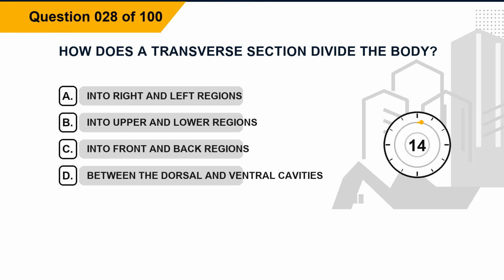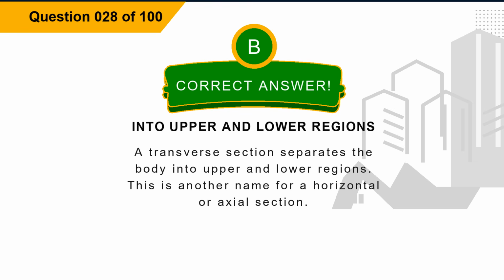Question 28. How does a transverse section divide the body? Option A, into right and left regions. Option B, into upper and lower regions. Option C, into front and back regions. Option D, between the dorsal and ventral cavities. The correct answer is option B, into upper and lower regions.